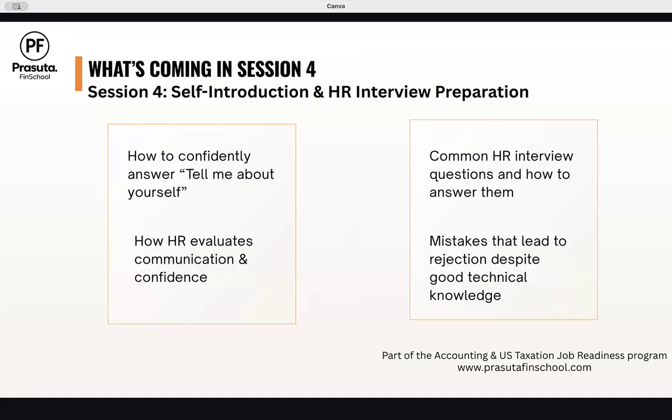Then, how HR evaluates your communication and confidence. We will be learning this. Then common HR interview questions and how to answer them confidently. It is one of the most important things that anyone should know: what question is being asked in order to give what answer, right? The areas of answer are already predefined, right?